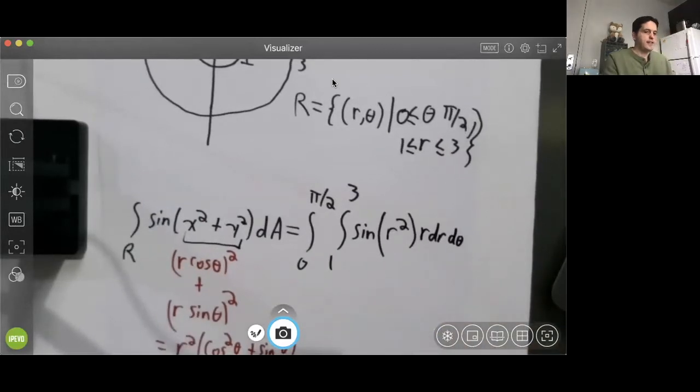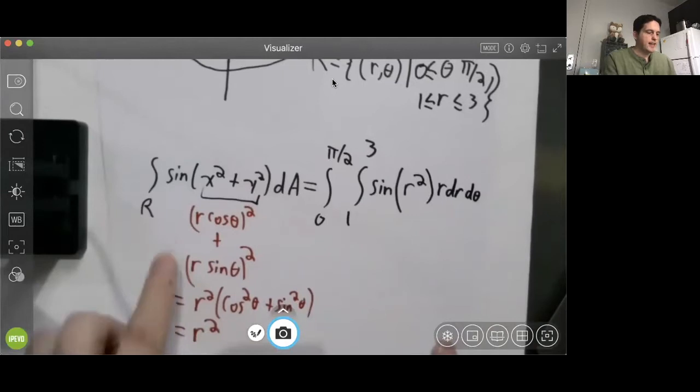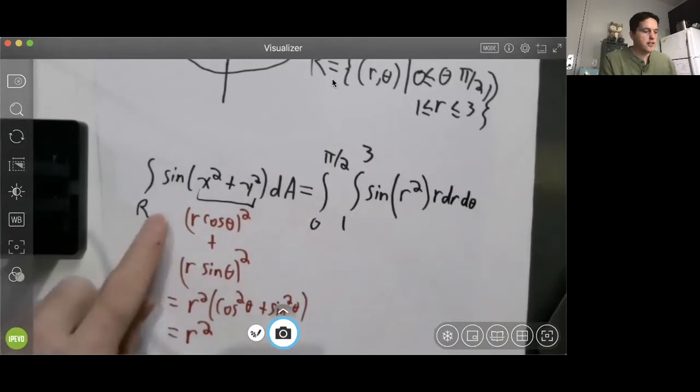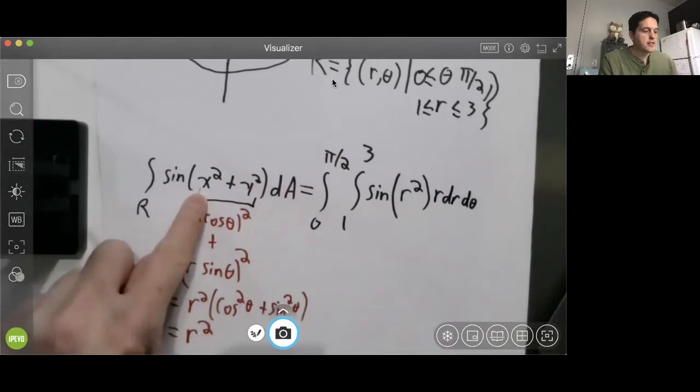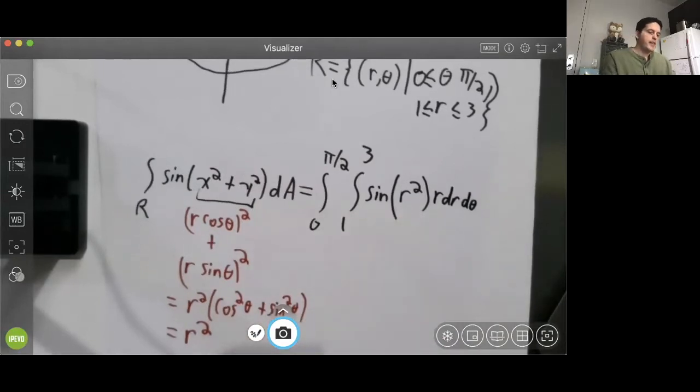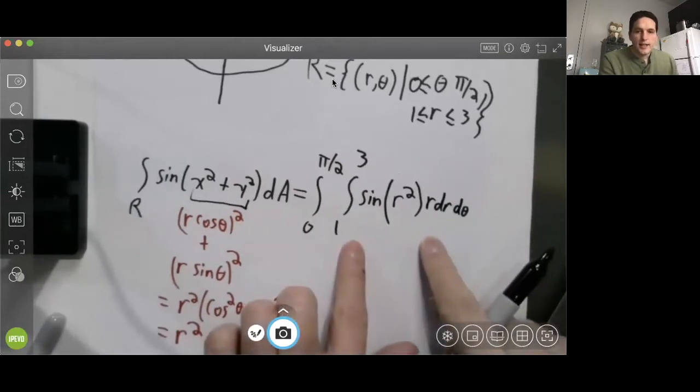And this little fact, this little computation that we just did, it's worthwhile to internalize that. When you convert to polar coordinates, x squared plus y squared becomes r squared. That happens a lot in these types of problems. Okay, now we're ready to evaluate our integral. Let's do the inner integral first.